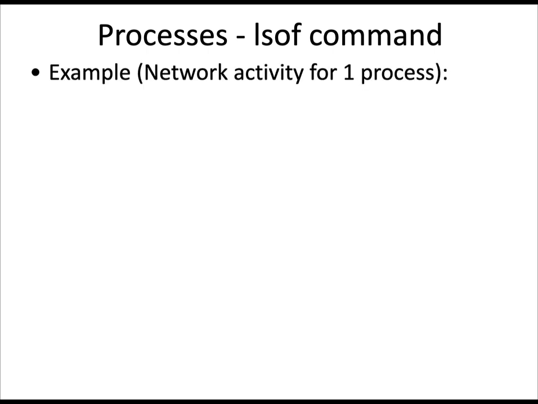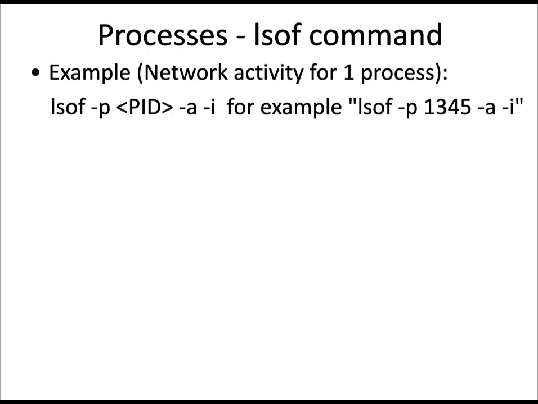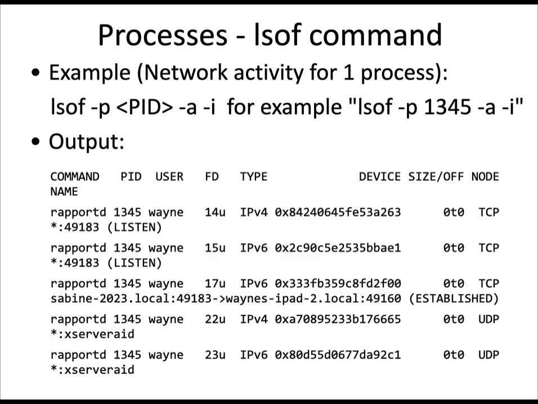If we care about network activity for a specific process, we can use the -p and give a process ID. And when we do that, we would get output that looks like this. So we have something called rapportd, which is running, has established connections, but is also listening. So it was listening, something connected to it. It looks like it was my iPad connected to it, and then it showed the established connection. But the main daemons keep listening for other connections.